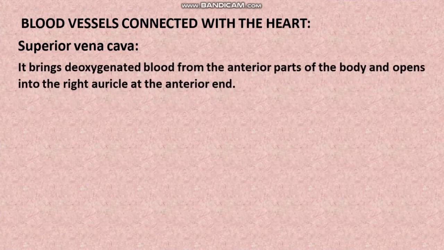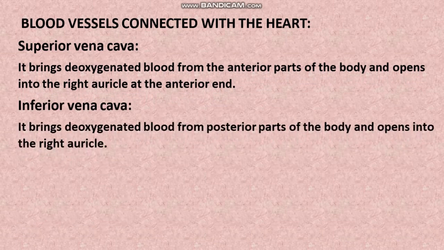Blood vessels connected with the heart. Superior vena cava. It brings deoxygenated blood from the anterior parts of the body and opens into the right auricle at the anterior end. Inferior vena cava. It brings deoxygenated blood from posterior parts of the body and opens into the right auricle.